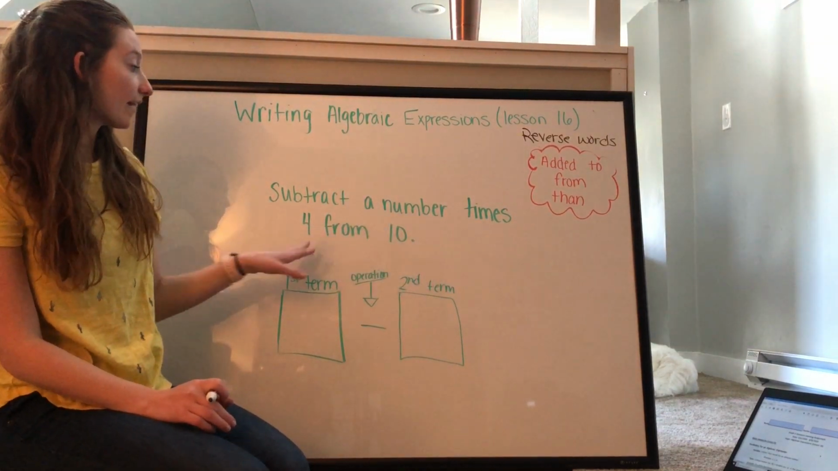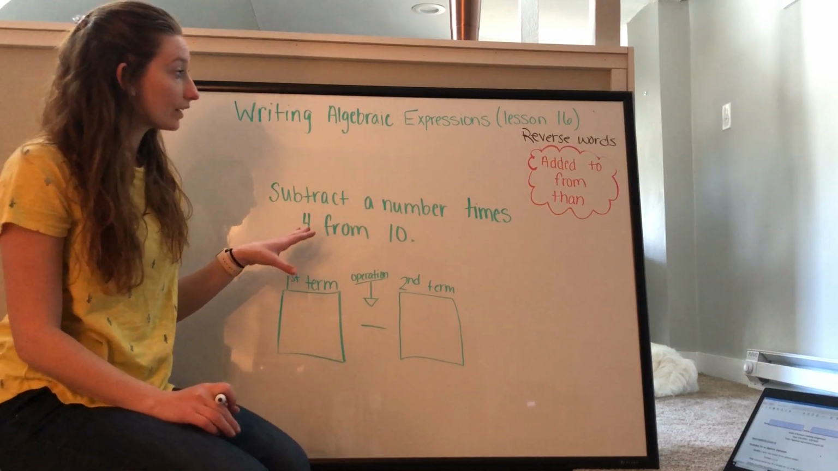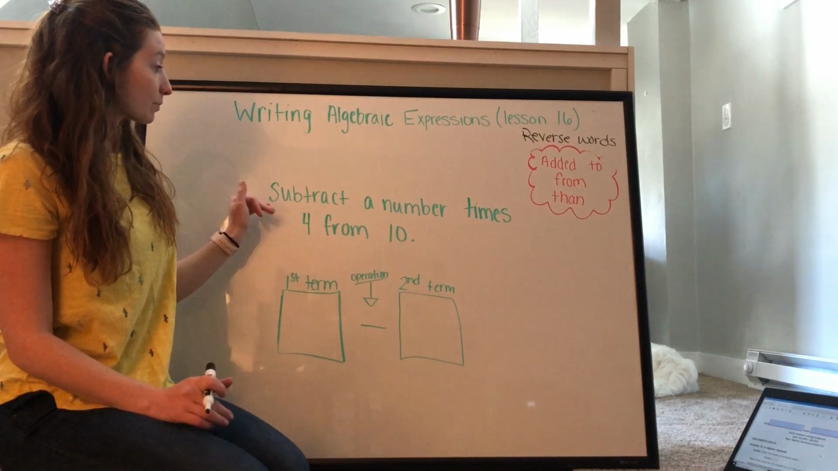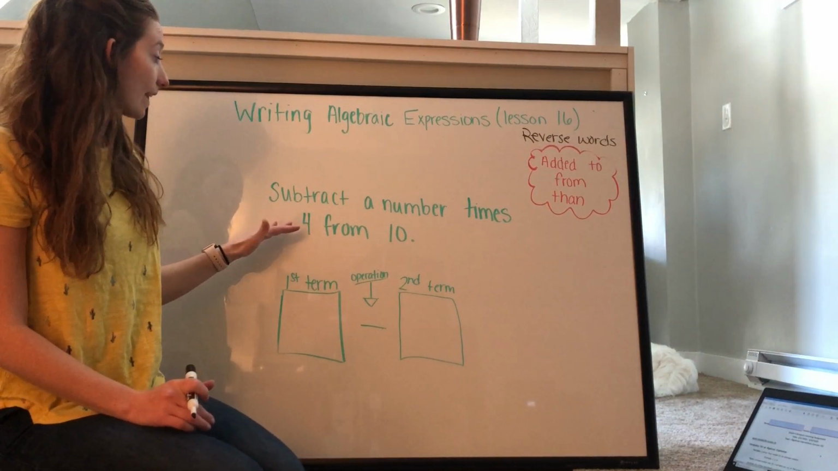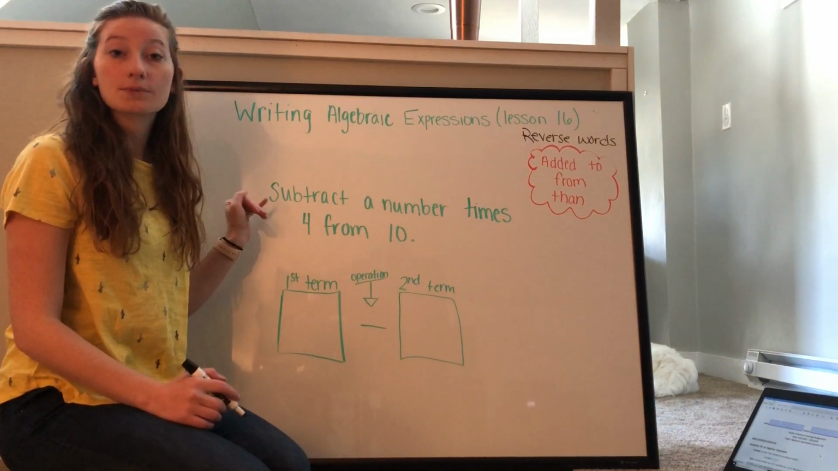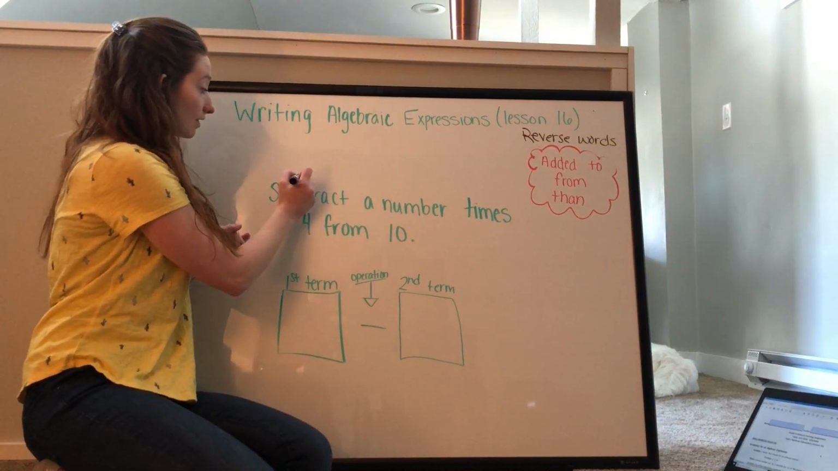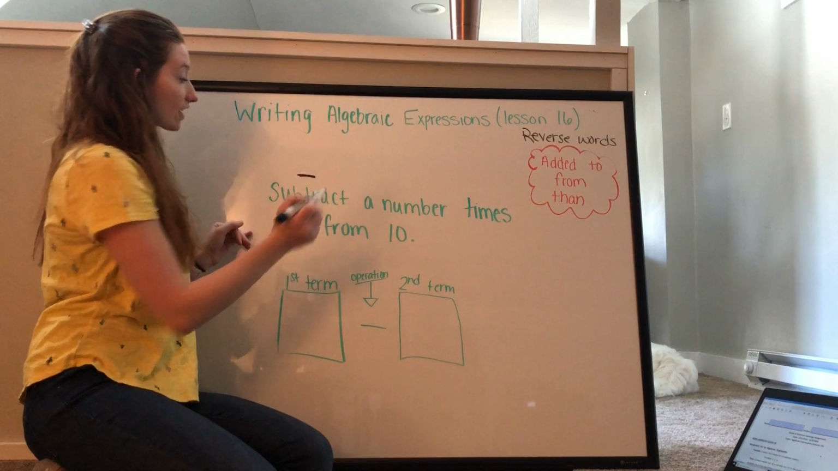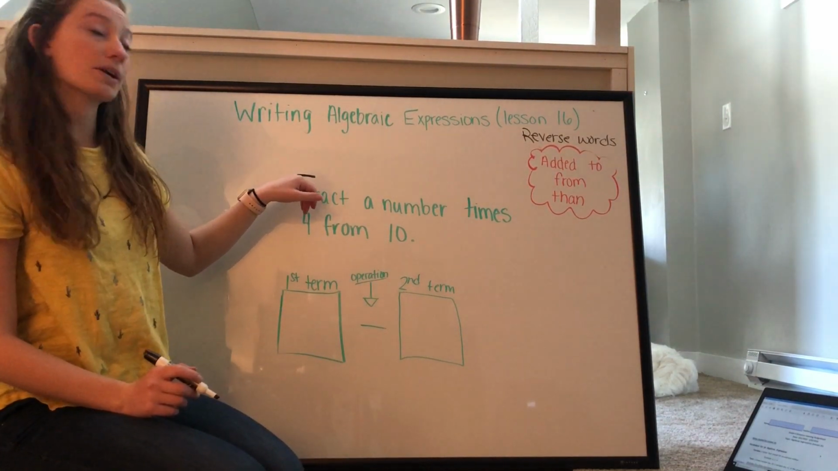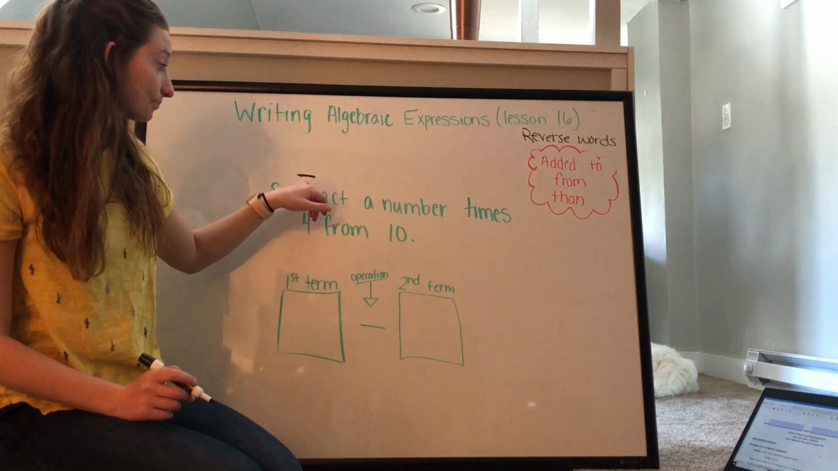Now, in order to figure that out, I like to write what I know above each of the words. So I'm going to read it again. Subtract a number times 4 from 10. So the first thing I'm going to start with is the word subtract. Now, I know subtract means subtraction. So I'm going to put a little subtraction sign above it. So this tells me that I know my operation is going to be subtraction.